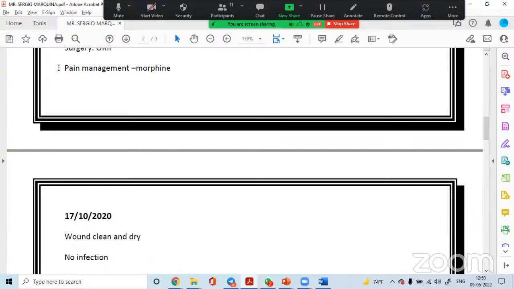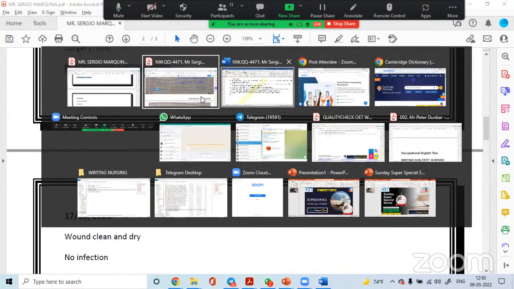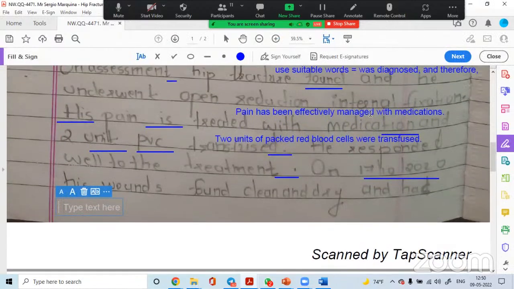Pain has excellently managed by morphine. Why did you not write morphine? Why did you not write morphine? Pain has been excellently, effectively managed with morphine, not medication, morphine. Use the word which is given. Okay, very special information is given and you are not using the information. Use the relevant information. Why are you using ordinary sentences? Okay, right. Pain has been effectively managed with morphine.